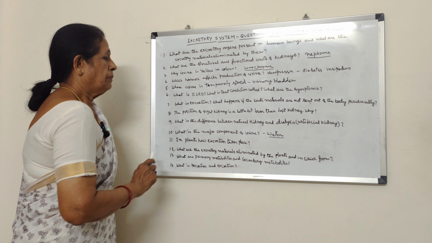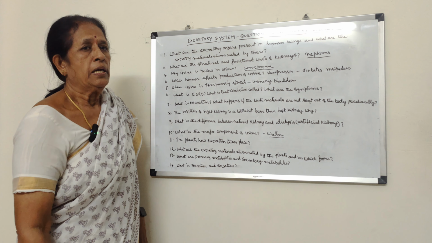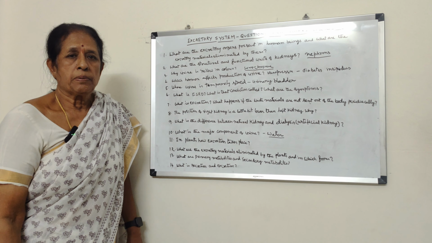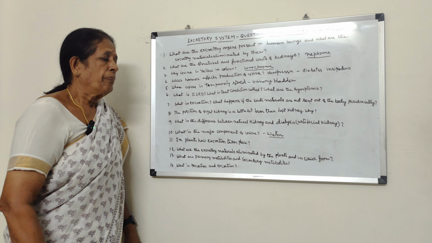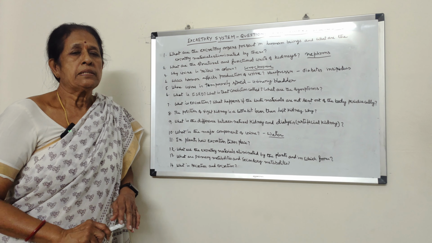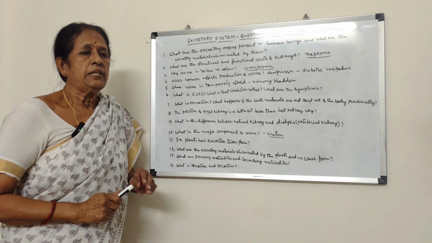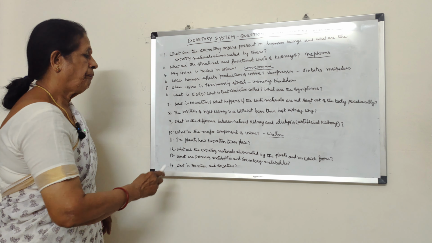Okay. Next, the position of the right kidney is a little bit lower than the left kidney. Why? So a pair of kidneys are present in the abdominal cavity, and the right kidney is a little bit lower than the left kidney. Why? Because on the right side the liver is present. To accommodate the liver, the right kidney is a little bit lower than the left kidney.